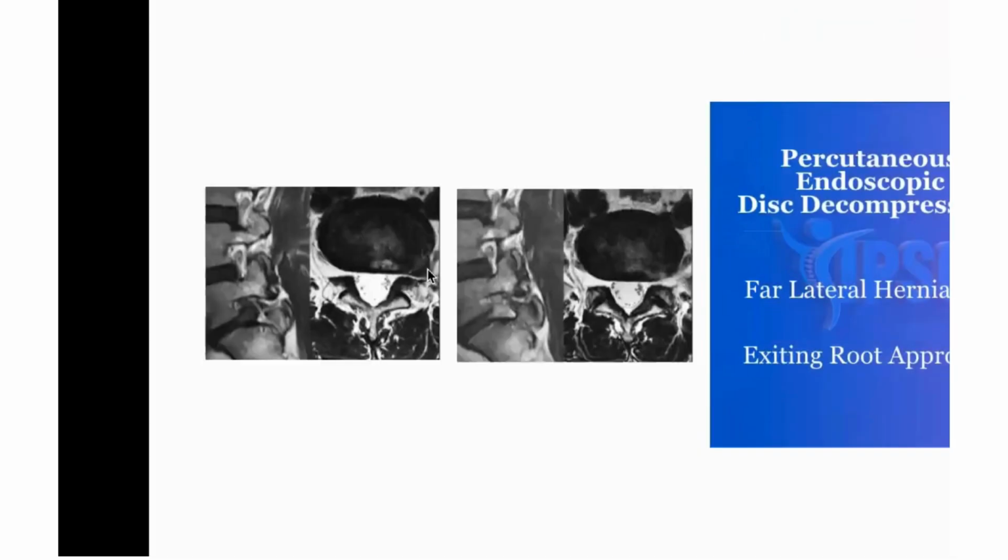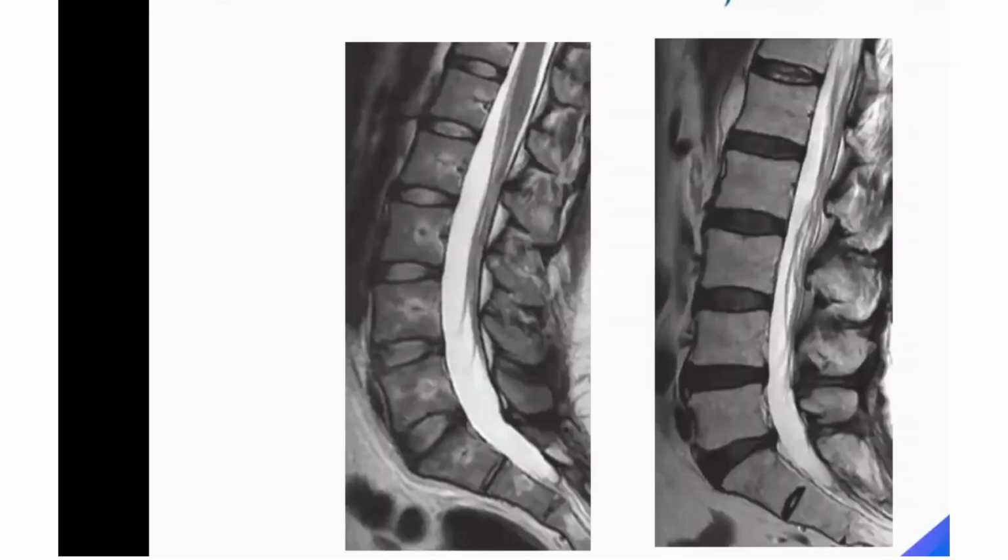Look at this. Foraminal extrusion. Such a big extrusion in the foramen. Right? It's totally compressing the nerve root over here. What is this? What section is this?